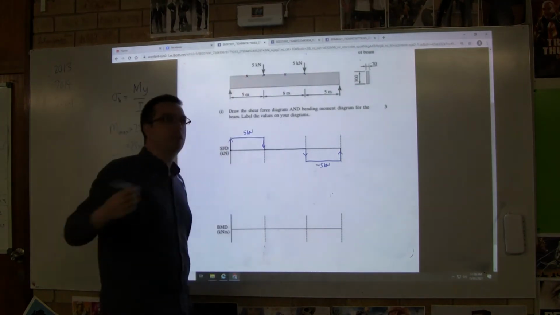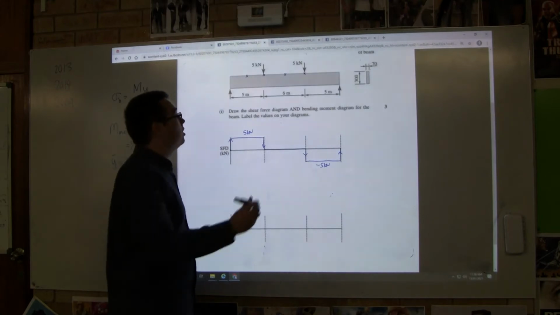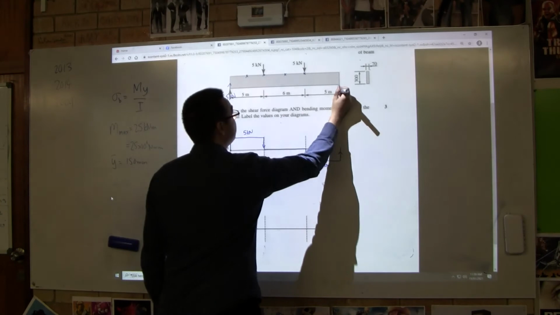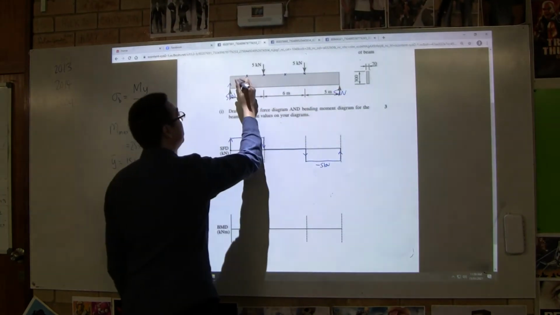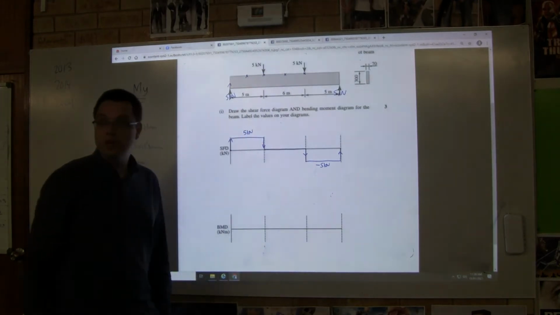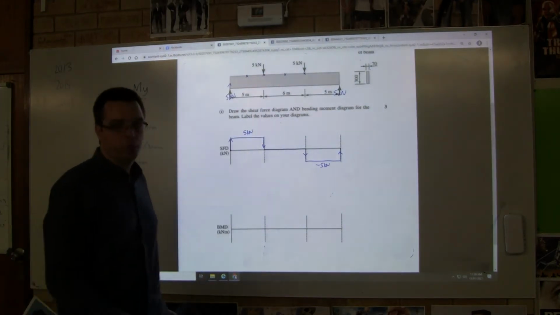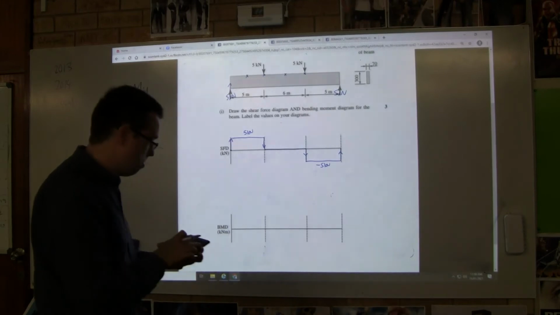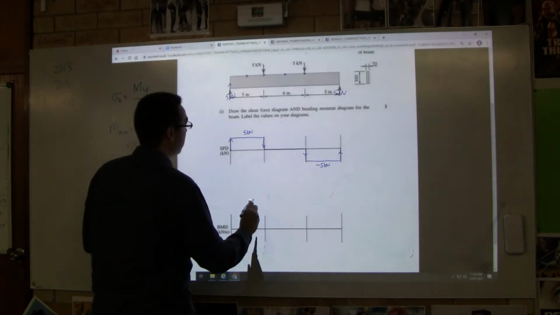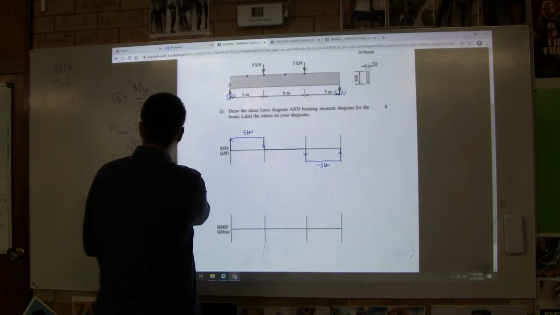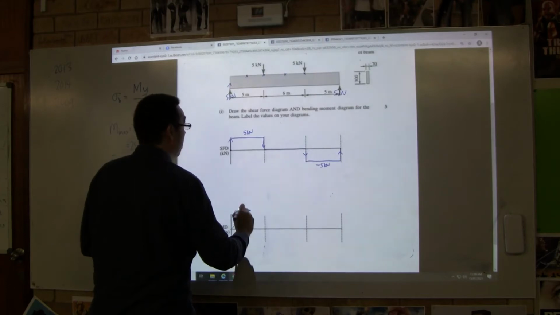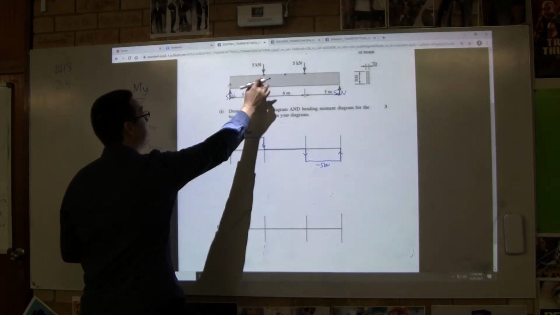We know that the left-hand side equals the right-hand side. So what's the bending moment diagram here going to look like? It's just going to be 5 times 0.25, right? Okay, so 5 times 0.25 equals 12 and a half, right? Which is about half of this number. Okay, the next point, let's go here.